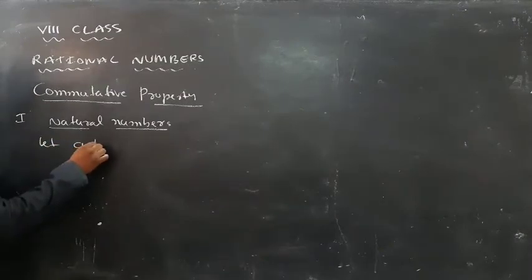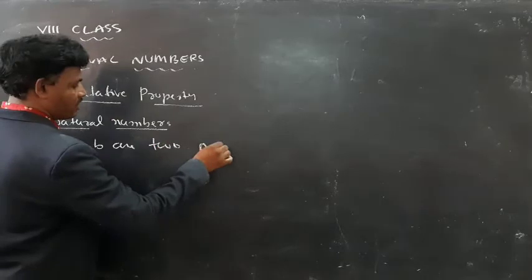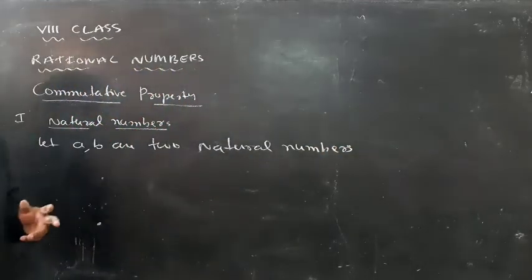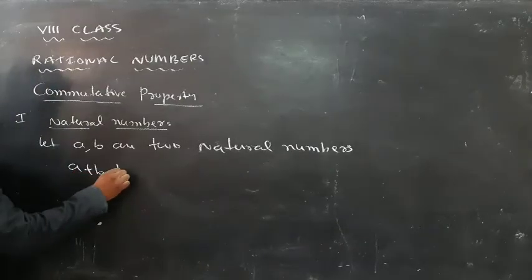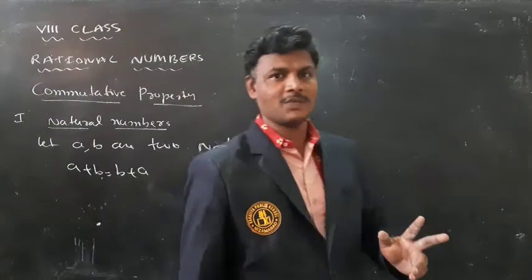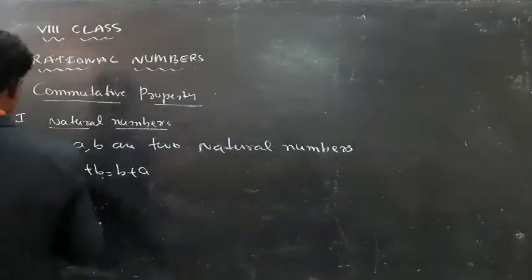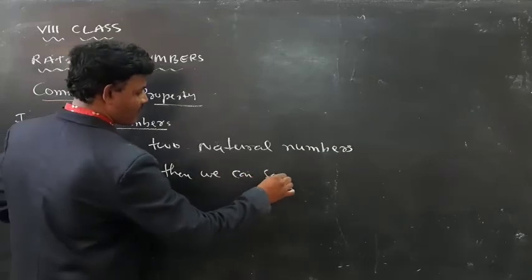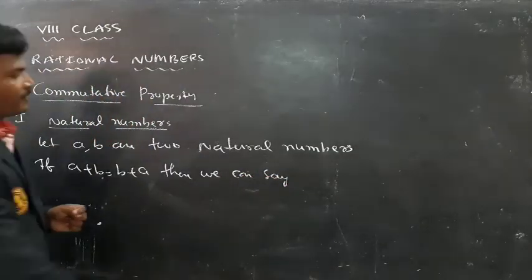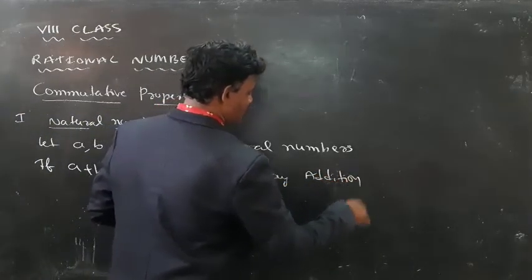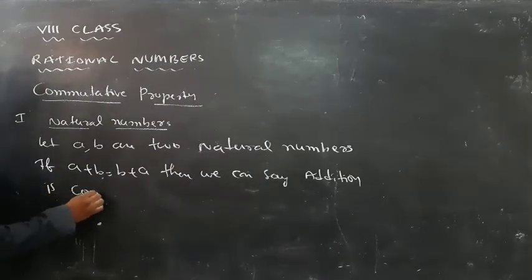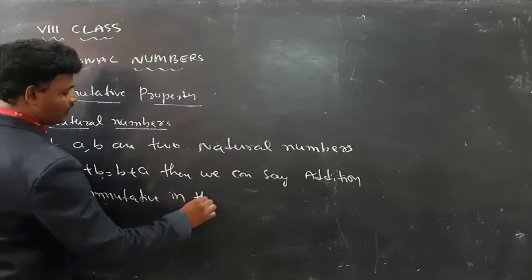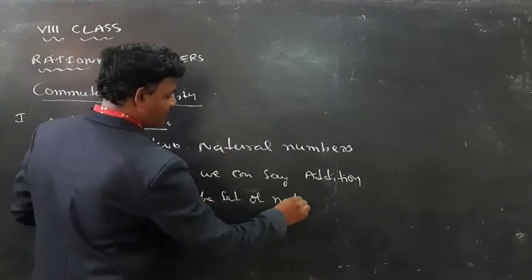Let A, B be two natural numbers. If the result of A plus B and B plus A both are equal, then we can say addition is commutative in the set of natural numbers.